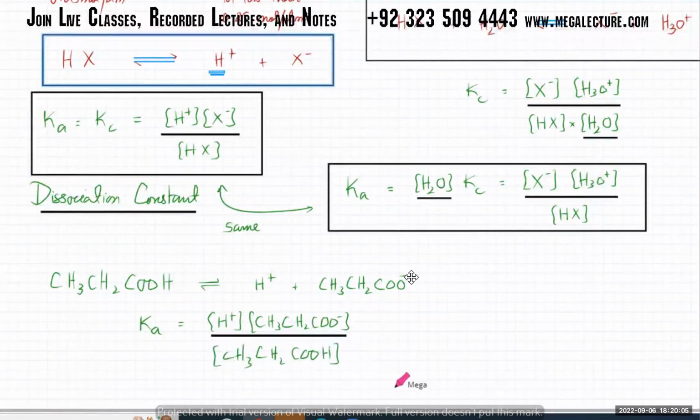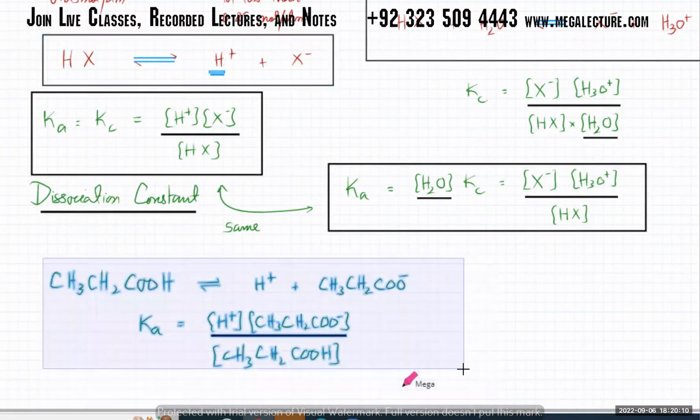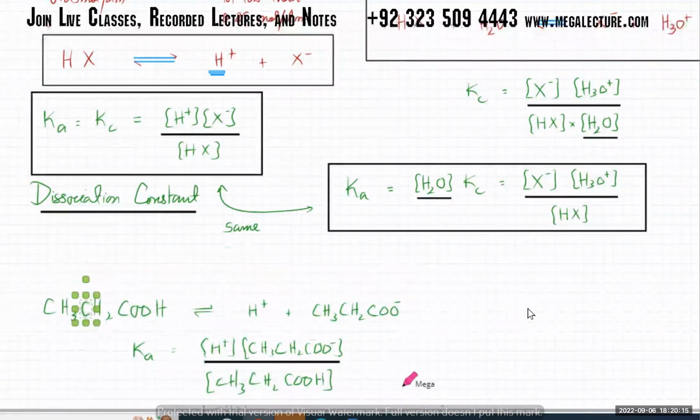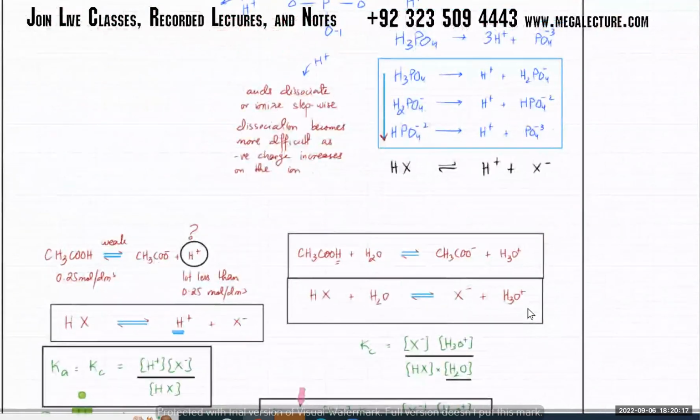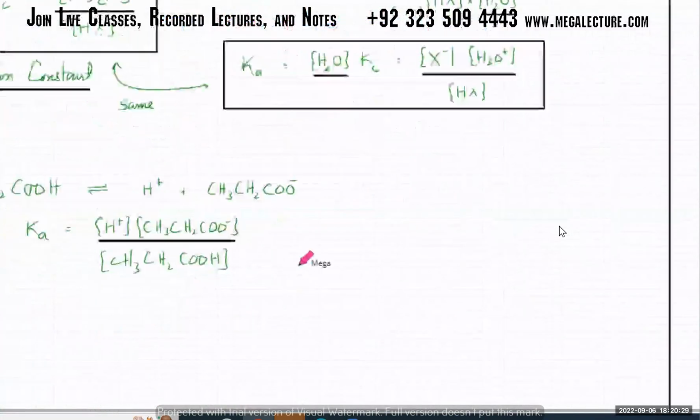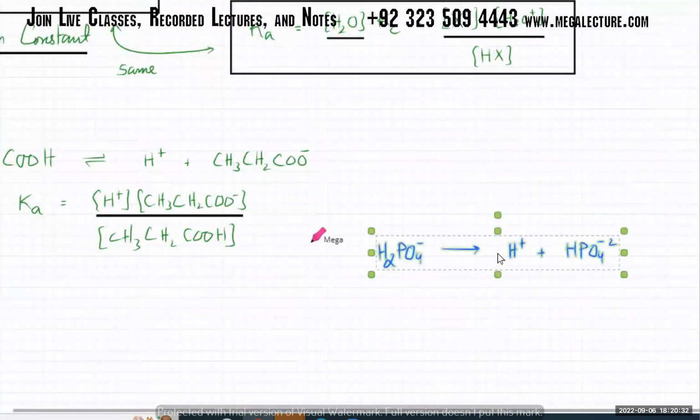So every weak acid dissociation will have a Ka value. This propanoic acid will have a Ka value. The one we wrote above, if I copy it, it's this one. That's also in the form of HX dissociating to form H+1 and X-1. So I can apply the same expression to this one as well. That's the equation. So this one is also going to have a Ka value.